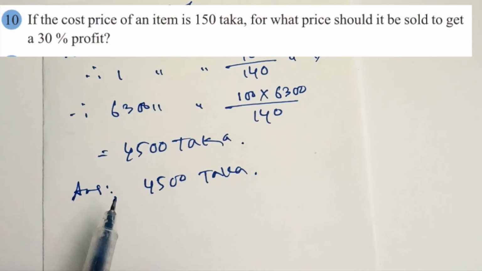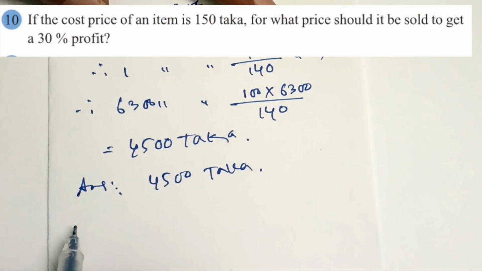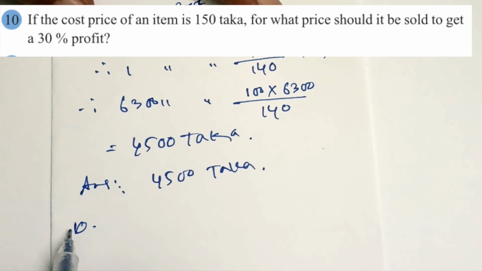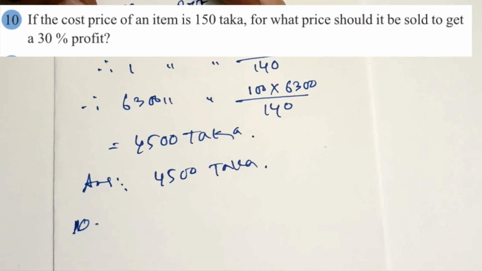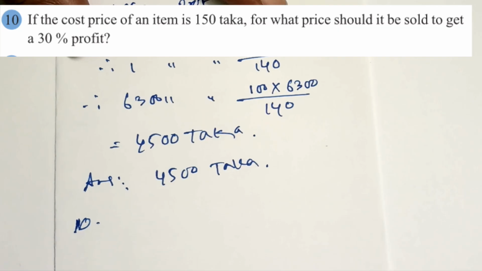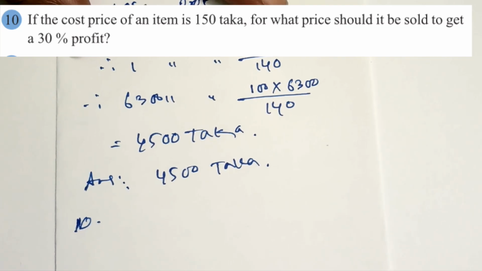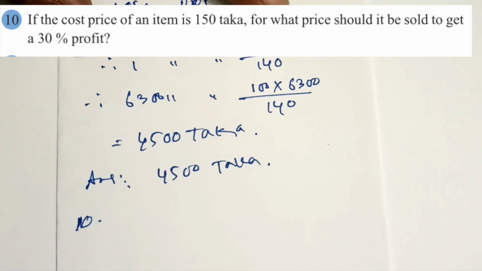English version mathematics class 5 chapter 6 number 10. If the cost price of an item is 150, for what price should it be sold to get 30% profit?